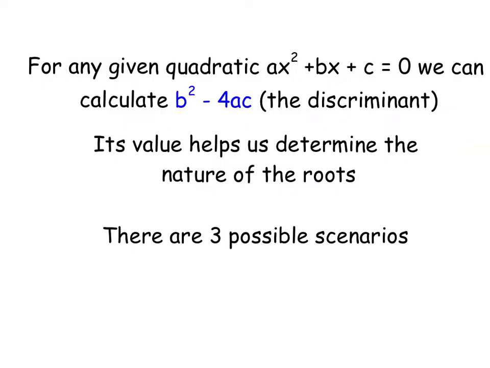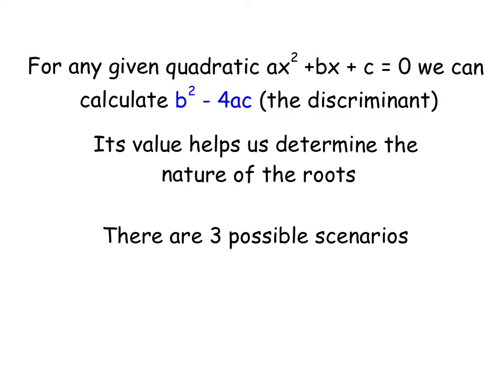So for any quadratic, a quadratic is anything written in the form ax squared plus bx plus c. We can calculate b squared minus 4ac, which is the discriminant. Whatever its value is helps us determine what the nature of the roots are, and there are three possible scenarios which I'll show you on a slide in the next picture. We'll be using a wee bit of substitution.